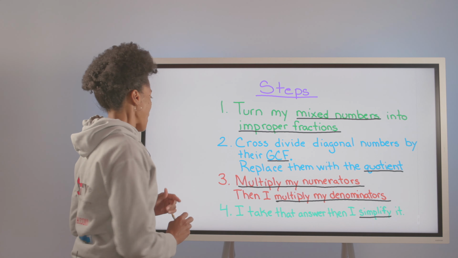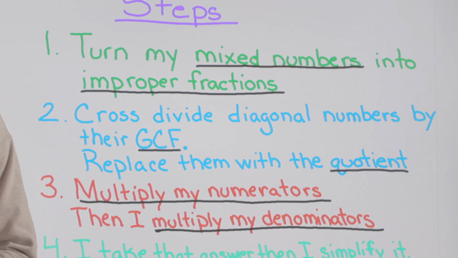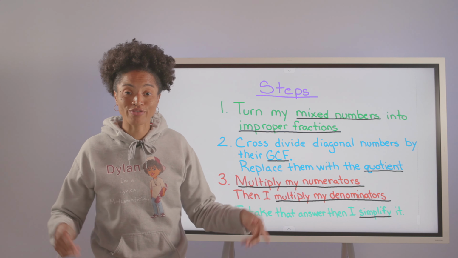Turn my mixed numbers into improper fractions. Multiply my whole number to the denominator. Then I take that and add it to my numerator. Cross divide diagonal numbers by the AGCS. Replace them with the quotient, then I do the rest.